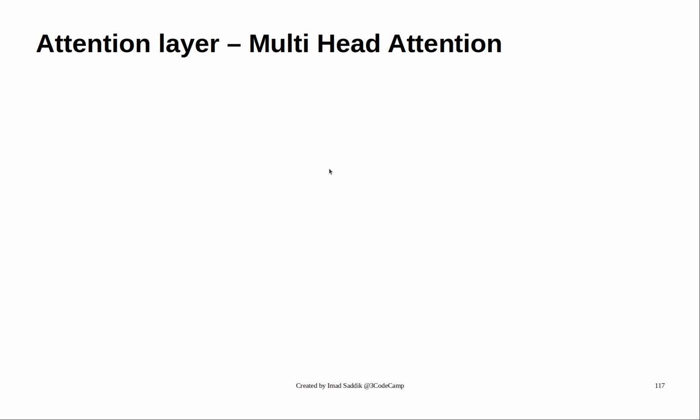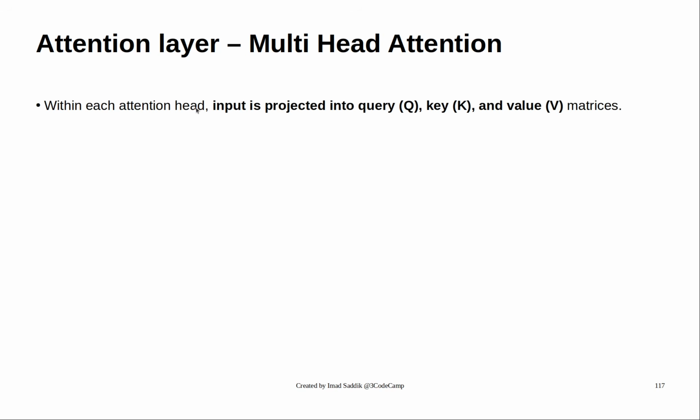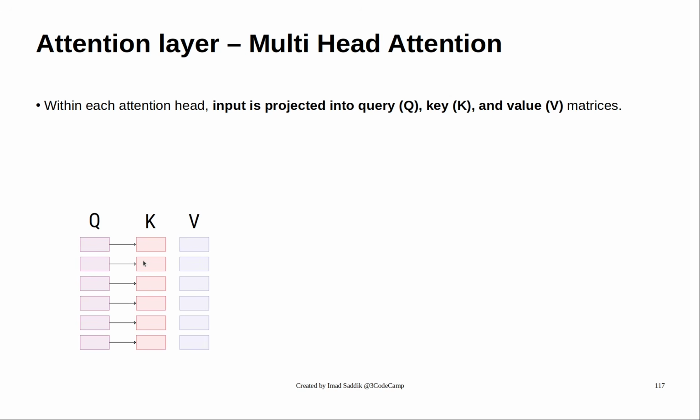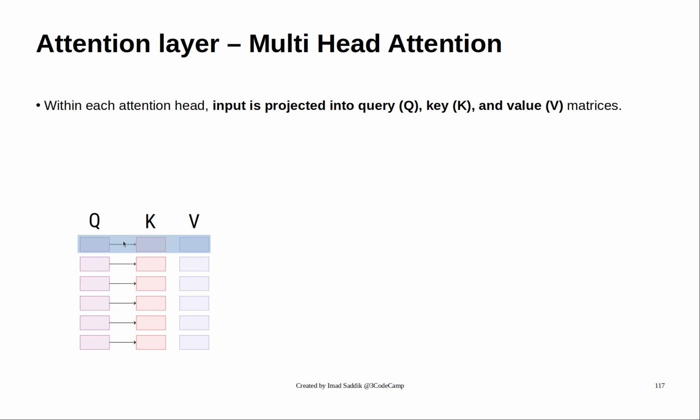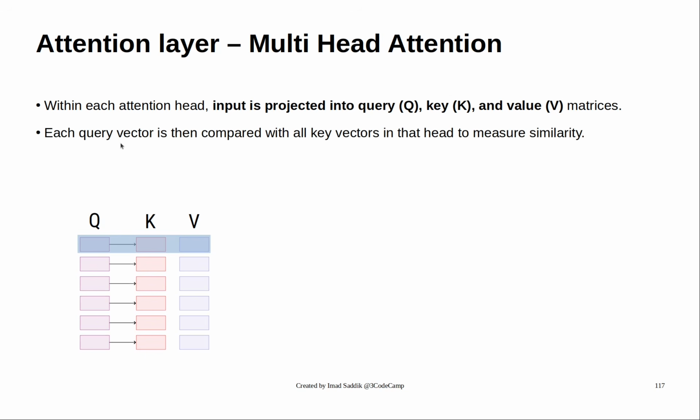Now, let's zoom into the attention layer. Within each head, the input is projected into three matrices. We have the query matrix, the key matrix, and the value matrix. This diagram contains 6 heads. The first head contains the 3 matrices that I have talked about. And here, before we go to the second point, this arrow indicates that each query vector is compared to all key vectors to measure similarity.